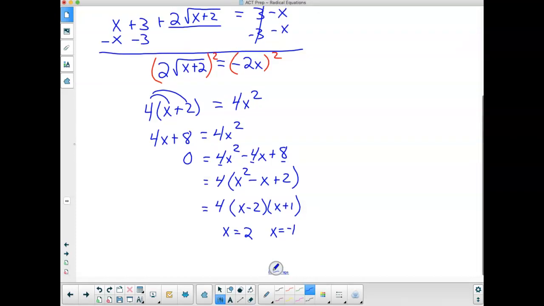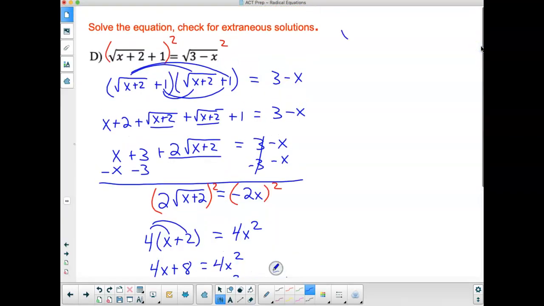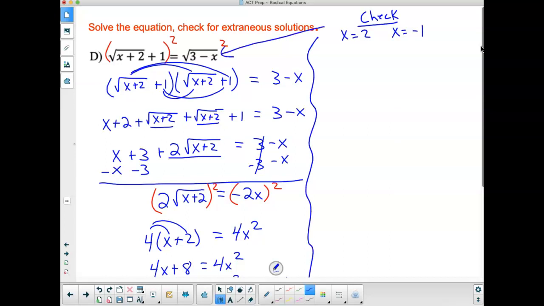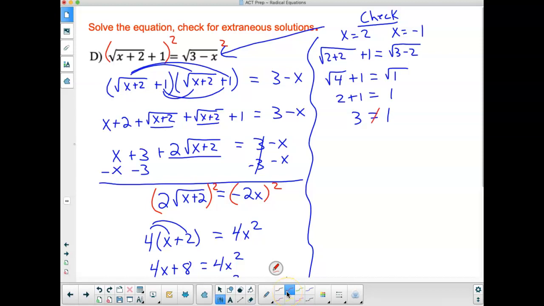Well, now I've got to come up here on the top and check my x equals 2 and my x equals negative 1. Let's check those. And they can only be checked back in the original equation here. So when I plug a 2 in here, I'm going to have the square root of 2 plus 2 plus 1. Does that equal the square root of 3 minus 2? Well, this gives me the square root of 4 plus 1. Does that equal the square root of 1? Well, this is going to give me 2 plus 1. Yeah, 3. 3 is totally not equal to 1. So it sure appears that's not really a solution. It looked like it was.